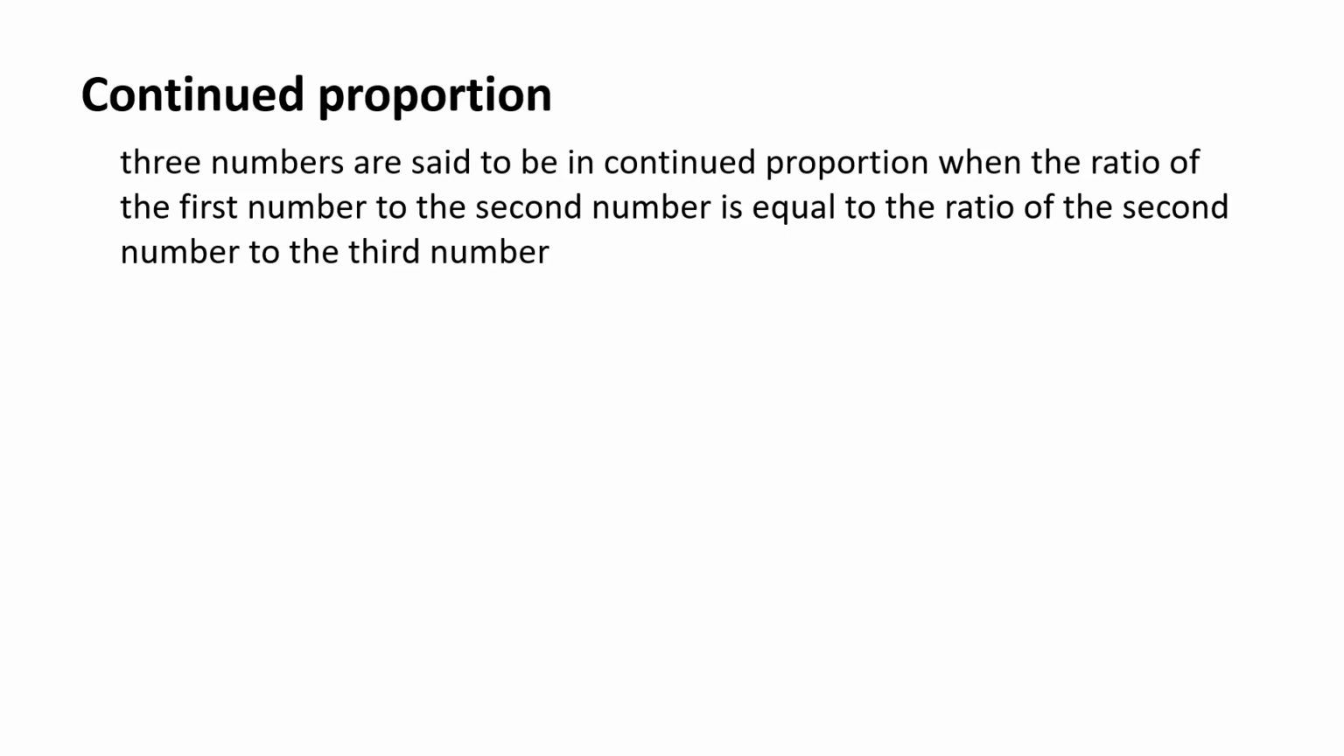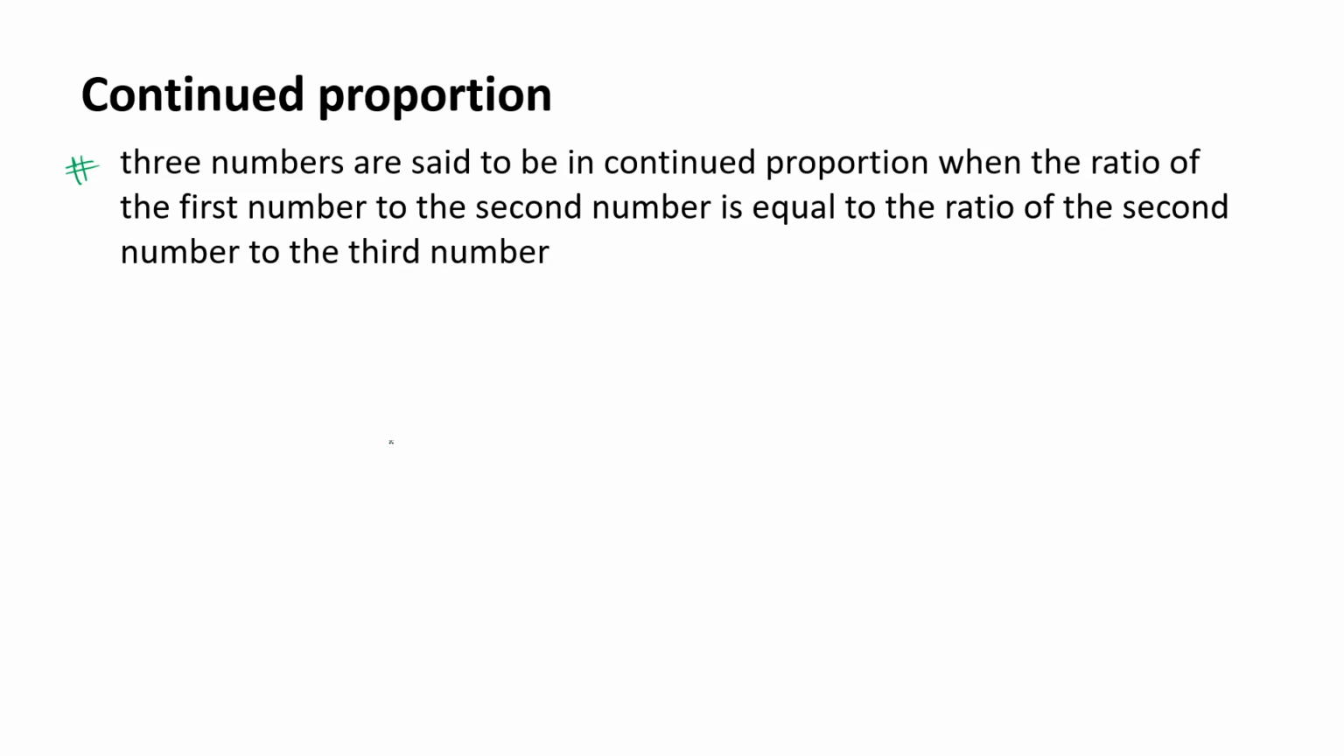And another important property of the relation proportion is continued proportion. Here we have the definition of the continued proportion. Three numbers are said to be in continued proportion when the ratio of the first number to the second number is equal to the ratio of the second number to the third number.